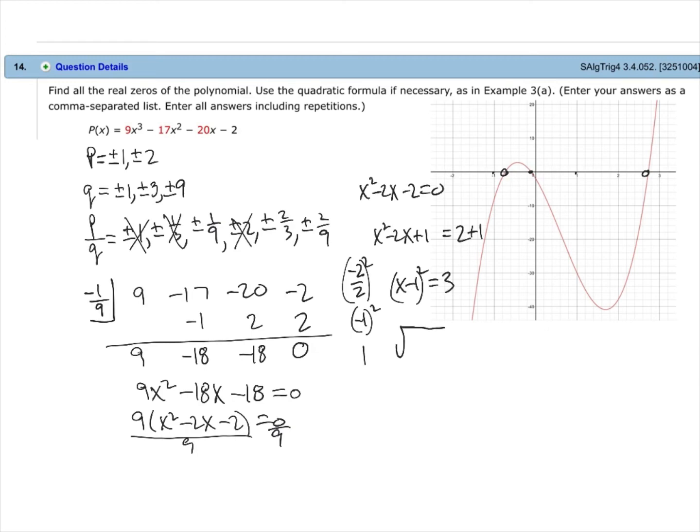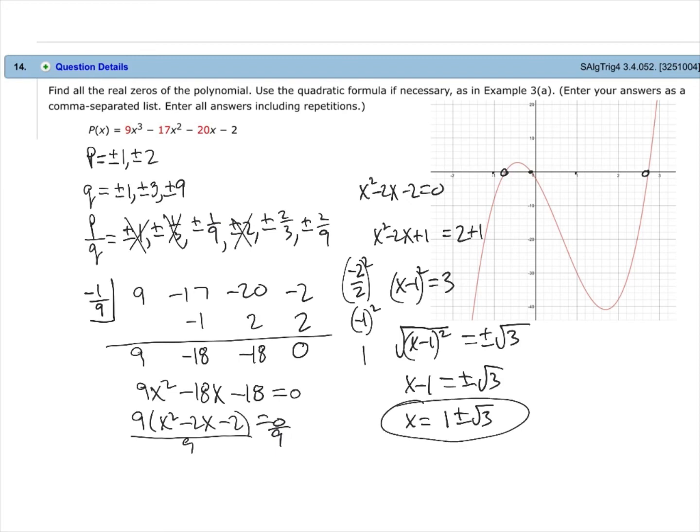We can use the square root property to take the square root of both sides, but we have to remember to apply the plus or minus on the right. Now we have x minus 1 equals plus or minus the square root of 3. Adding 1 to both sides, we have x equals 1 plus or minus the square root of 3. So we have found our three roots. They are x equal to 1 plus the square root of 3, x equal to 1 minus the square root of 3, and x equal to minus 1/9.